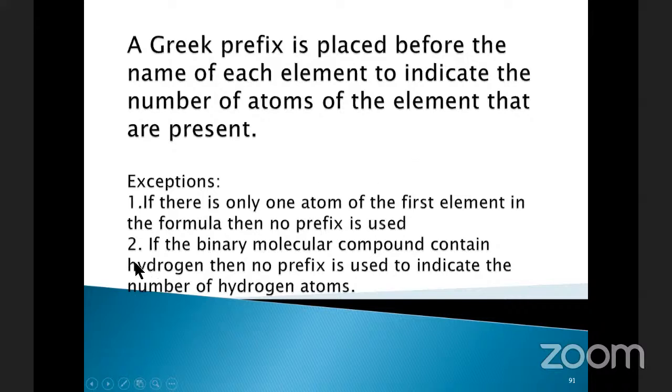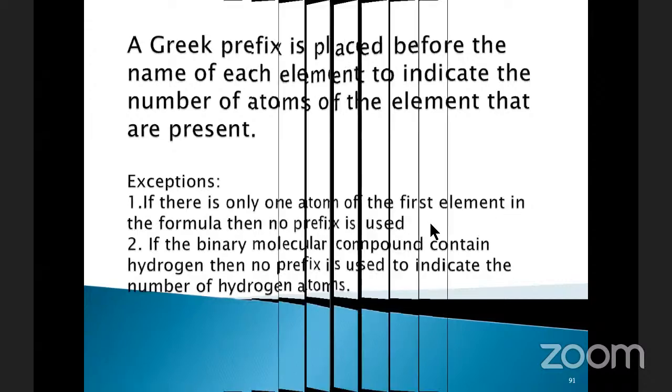Now, if there's more than one, then you'd have to use the appropriate prefix, and we're going to show you what the prefixes are. The other exception is if you have a binary molecular compound containing hydrogen, then there are no prefixes used to indicate the number of hydrogen atoms. In fact, I would take it a step further and say that there are no prefixes used at all in that compound. So those are the two exceptions to the use of prefixes. Otherwise, you have to use the prefixes to indicate the number of atoms of each element present, and we're going to see some examples of this.